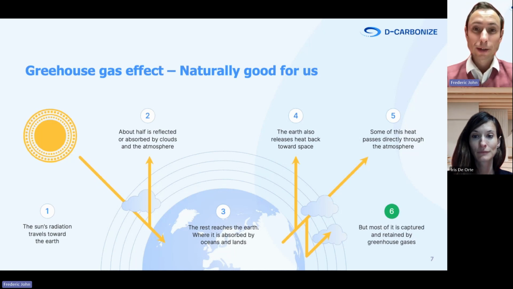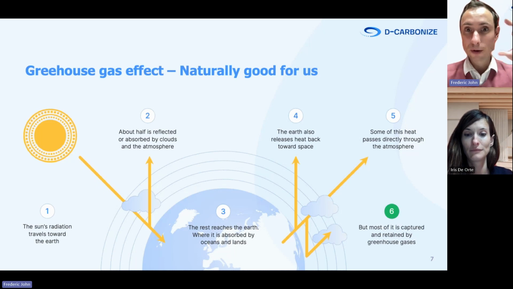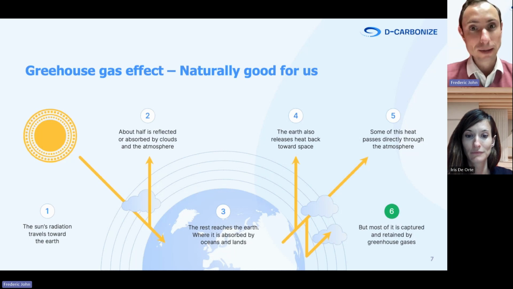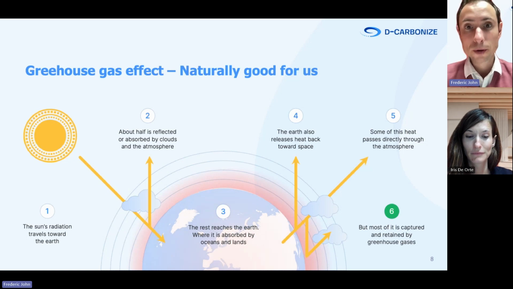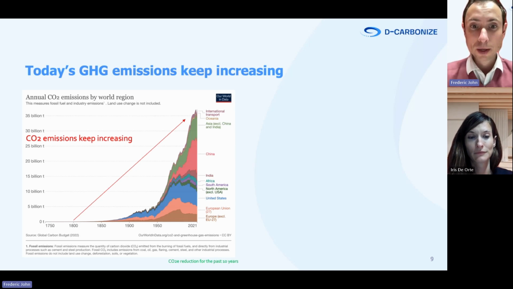It's a bit like in the winter when you sleep with a blanket. The thicker the blanket is, the warmer you are below the blanket. Well, here the blanket would be the greenhouse gases. And the more greenhouse gases you have, the warmer it is. And that's a very important mechanism to understand why we are doing a carbon footprint assessment.